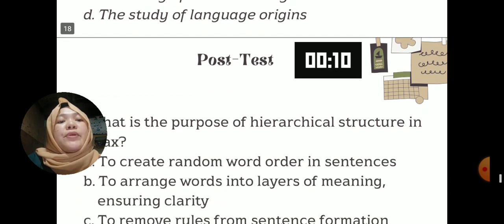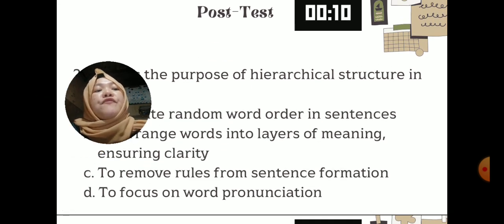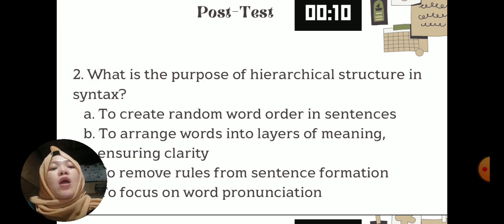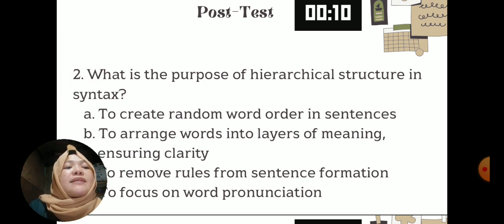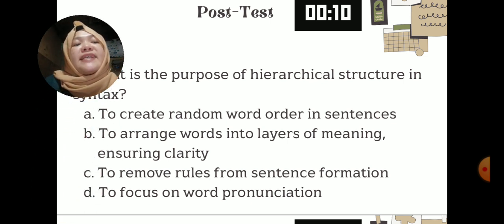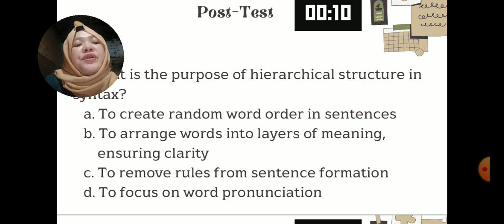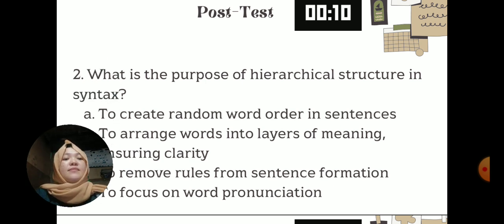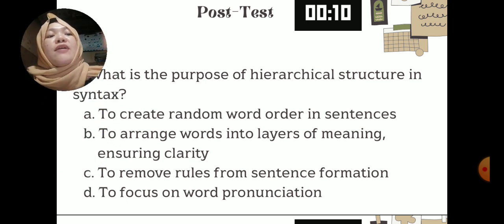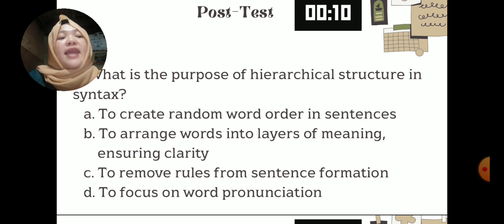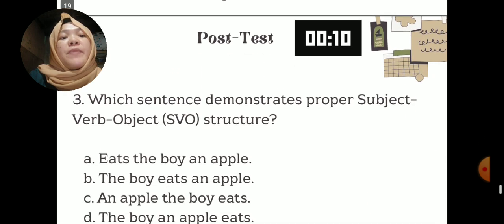All right, next, number 2. What is the purpose of hierarchical structure in syntax? A, to create random word order in sentences. B, to arrange words into layers of meaning, ensuring clarity. Letter C, to remove rules from sentence formation. Or letter D, to focus on word pronunciation. Right, so you can pause the video presentation to read again and type your answers in our comment section.